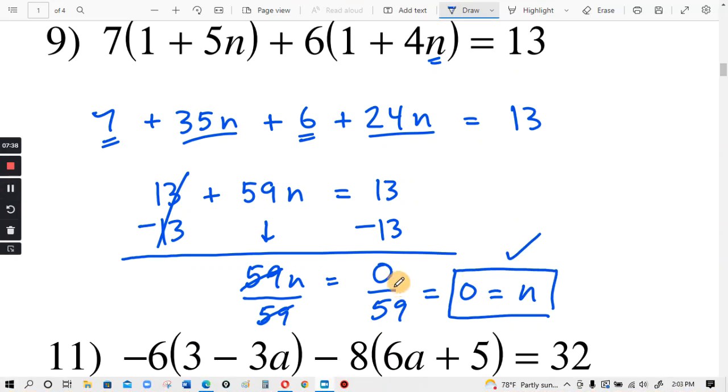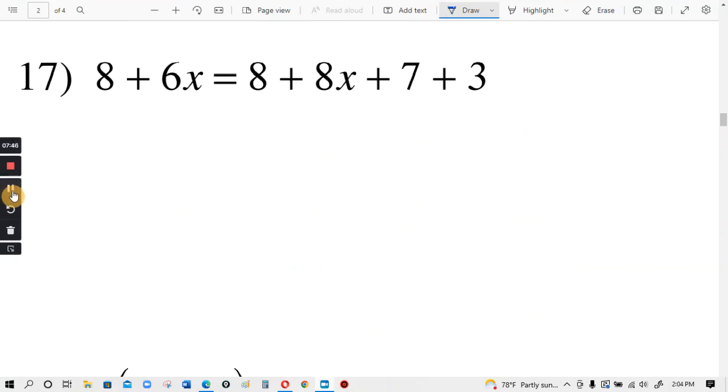Okay, remember you can't divide by 0, but if 0 is in the numerator and not the denominator, then it's 0. Okay, please pause and try number 17. There's nothing to distribute, but you can combine like terms on either side, and I would do that as the first step.